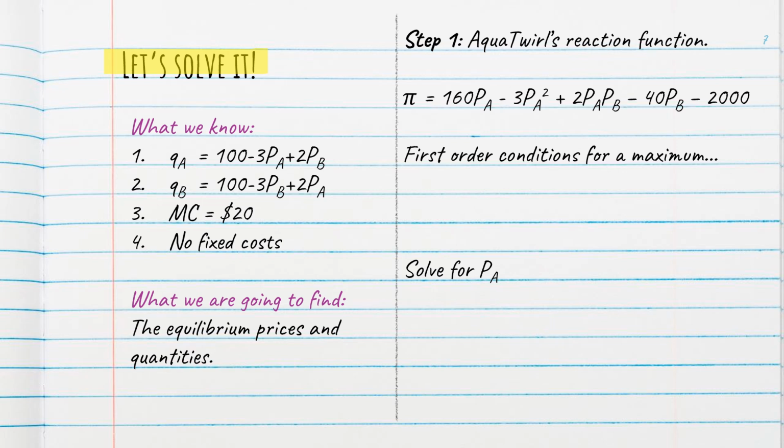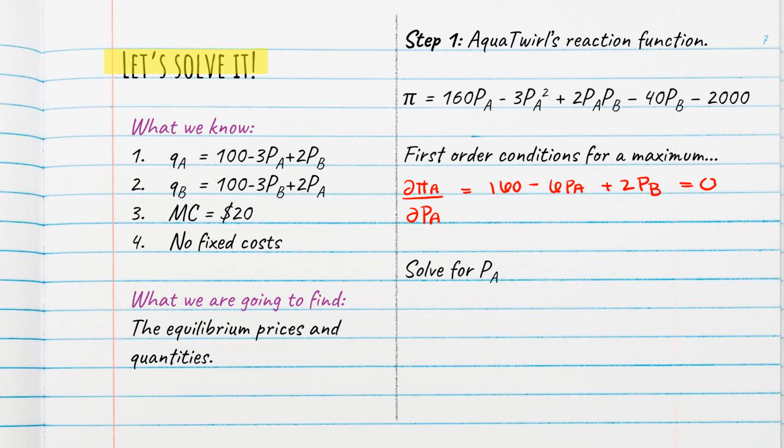So what are the first order conditions for a maximum? We need the derivative to be equal to 0, but what derivative? In this case, we need the partial derivative of our profit function with respect to the price that Aquatrol controls, PA, to be equal to 0. So we're going to take this partial derivative. It's equal to 160 minus 6PA plus 2PB. We're going to set it equal to 0. And from there, we can solve for PA.